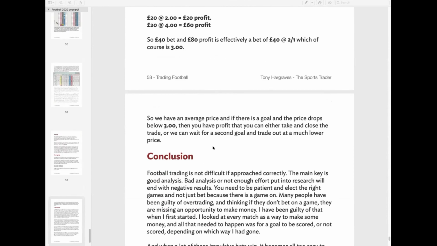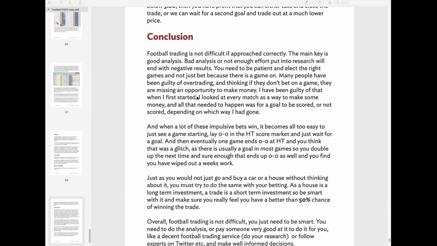So that's averaging. So finally for the book, guys, football trading is not difficult if you approach it correctly. The main key is going to be your good analysis. Bad analysis or not putting enough effort into your research will end with negative results. You've got to be patient and select the right games. And you know that we had that fella, lovely fella in the football room, Gaz.